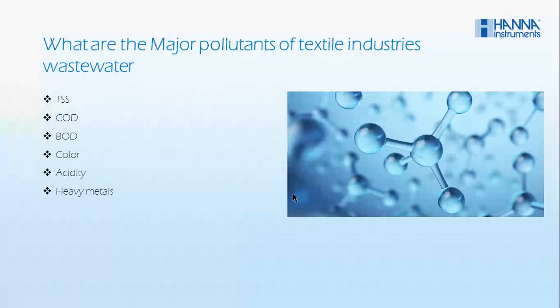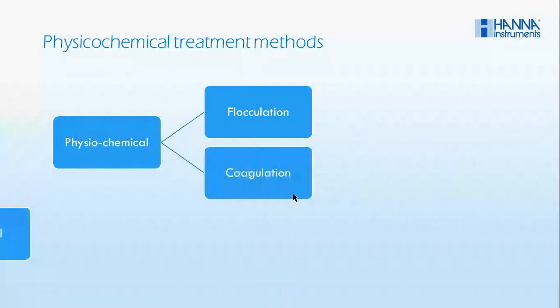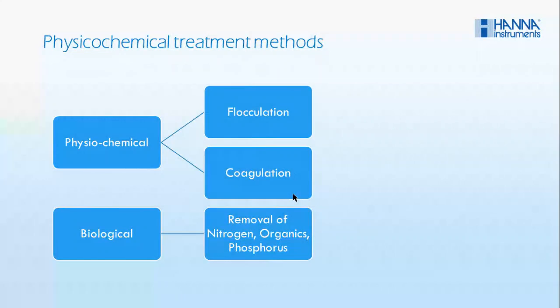These are the major pollutants of textile industrial wastewater: TSS, that is total suspended solids, then chemical oxygen demand and biological oxygen demand. Color is one of the major pollutants of textile industrial wastewater. And then acidity and the presence of heavy metals is also one of the biggest concerns. Then there are many physicochemical methods for the treatment of this wastewater.